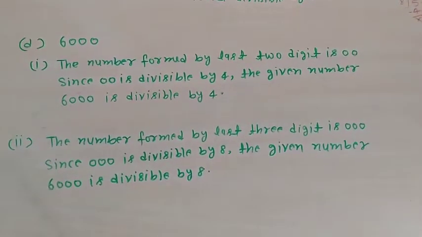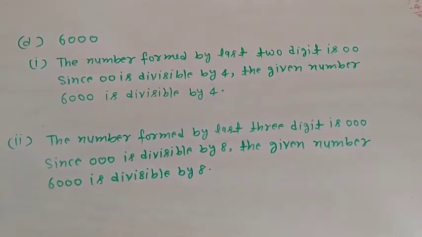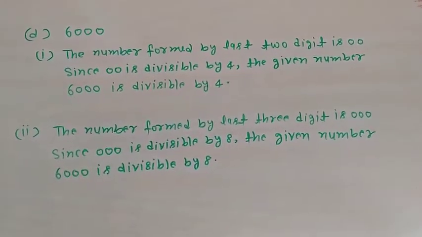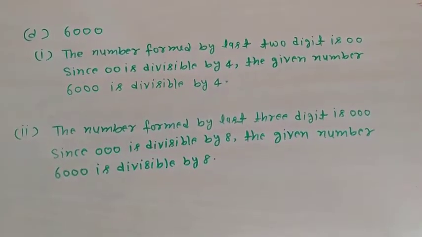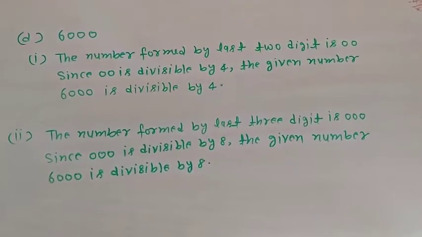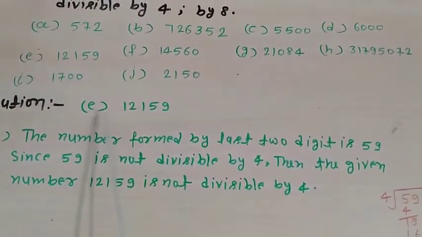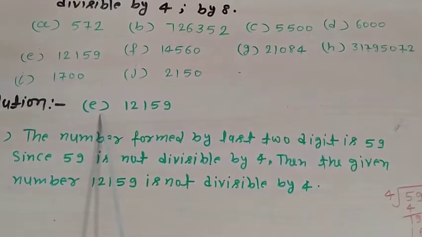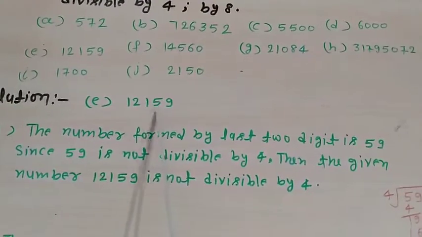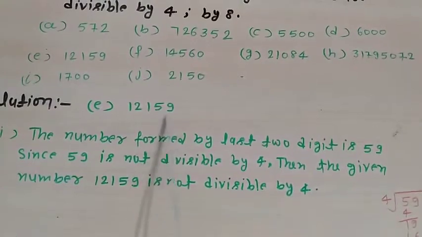Okay, now the E part is 12,159. So we check whether 12,159 is divisible by 4 and by 8 or not. Here you can see part E of question number 2. The given number is 12,159. So first we check divisibility by 4.